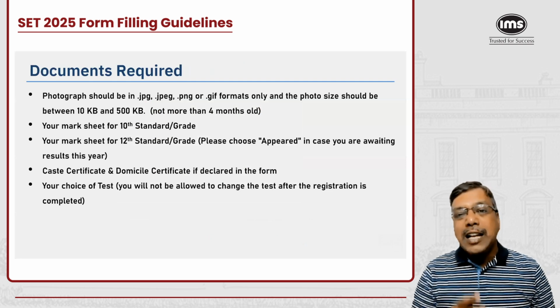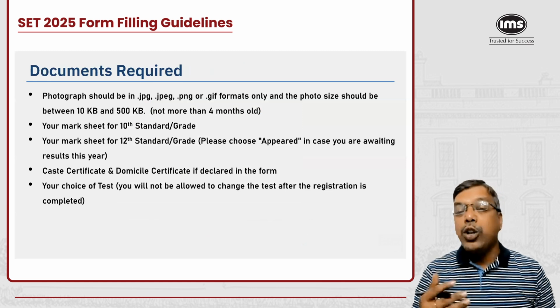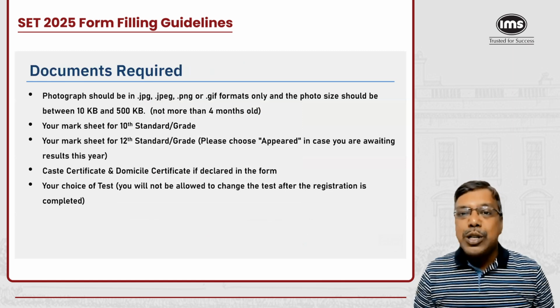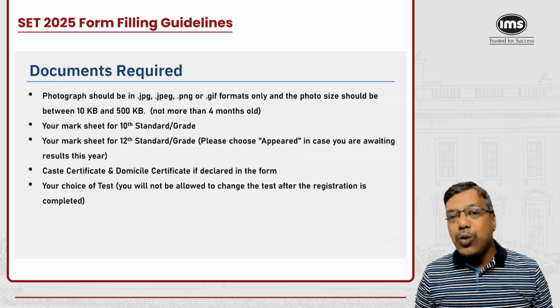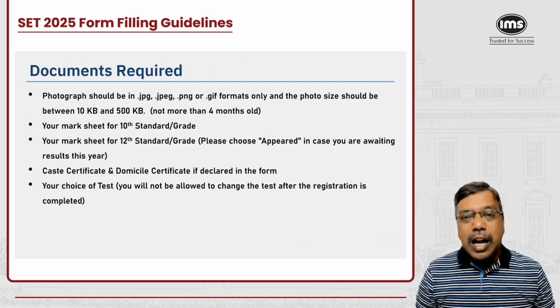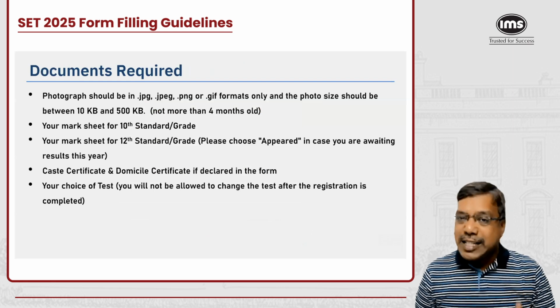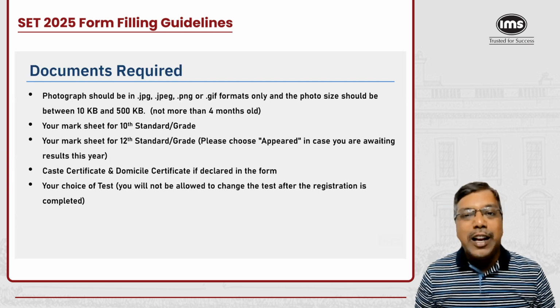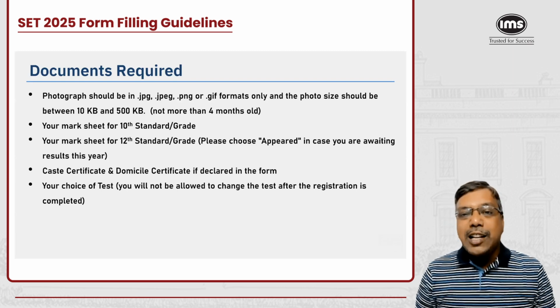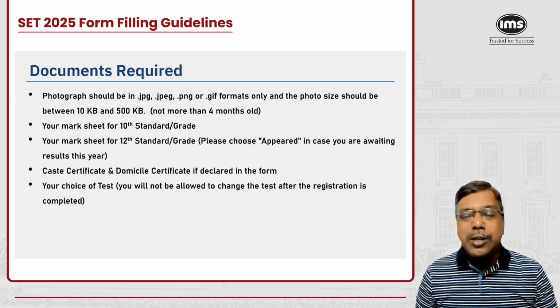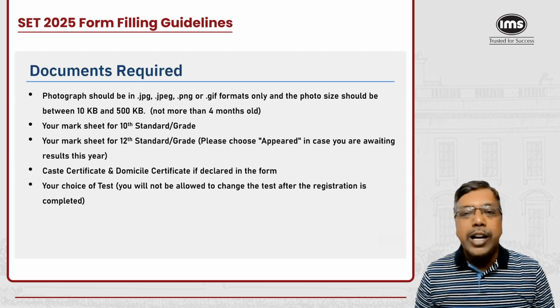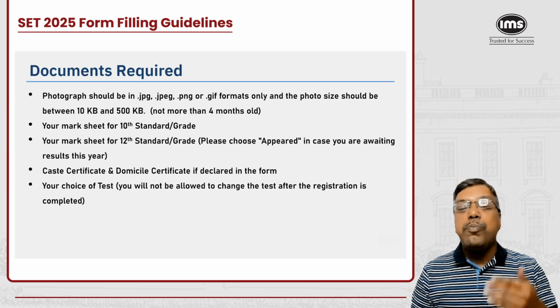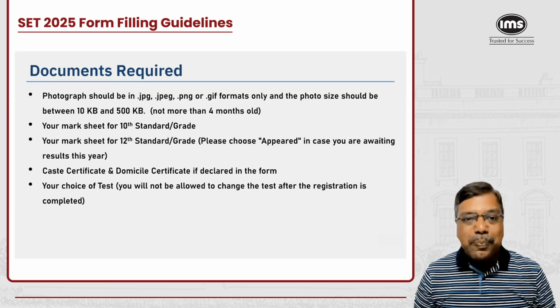Number one, as a part of the application form, you are to upload a recent passport size photo of yours, of course, a scanned copy. Three things you need to understand about uploading a photograph. One, the size has to be within the prescribed limit, between 10 KB to 500 KB. Two, it has to be one of the formats mentioned, .jpg, .jpeg, etc. And most importantly, the photo shouldn't be older than 4 months.